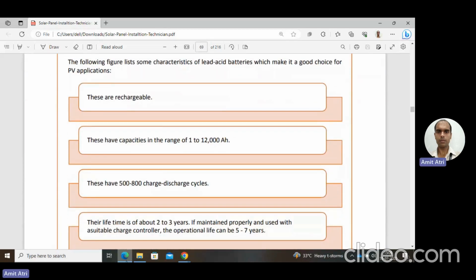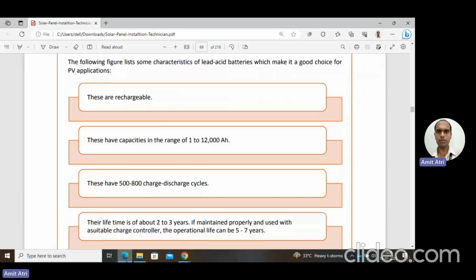So characteristics of lead acid batteries: they are rechargeable. Their capacity is in the range of 1 to 12,000 ampere hour, so a huge range is there. They offer 500 to 800 charge-discharge cycles, which is also a good amount. Their life is about 2 to 3 years.